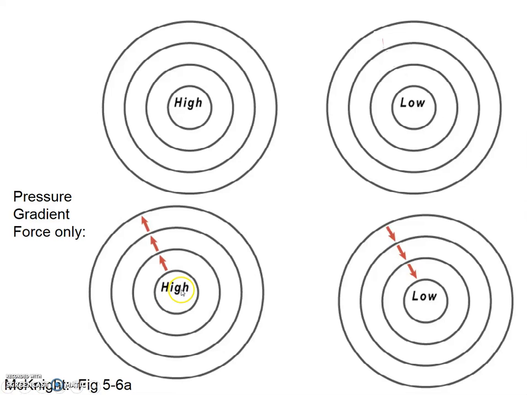When air is flowing out, we call that divergent flow. So this example here would be divergent flow. When air is flowing inward into a pressure cell, we call that convergent flow. So this example here, of the low pressure system, would be convergent flow.